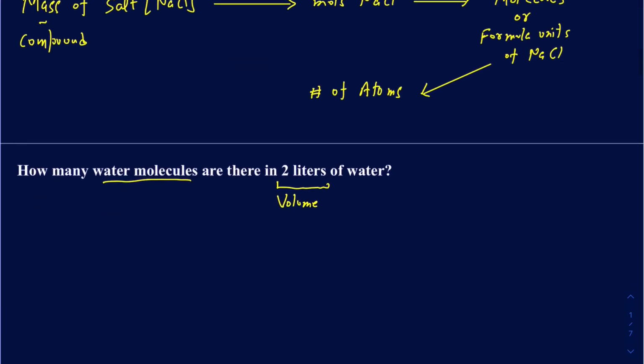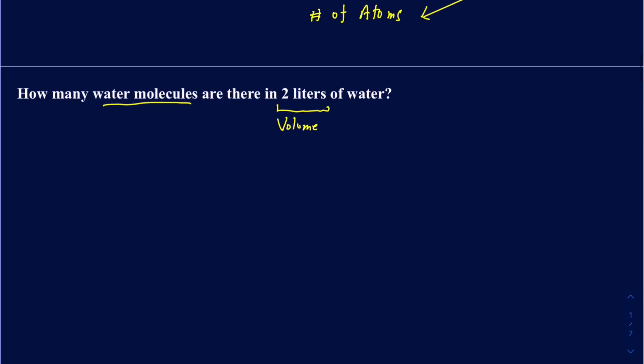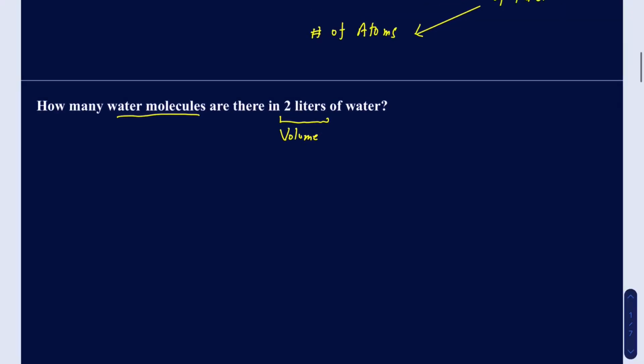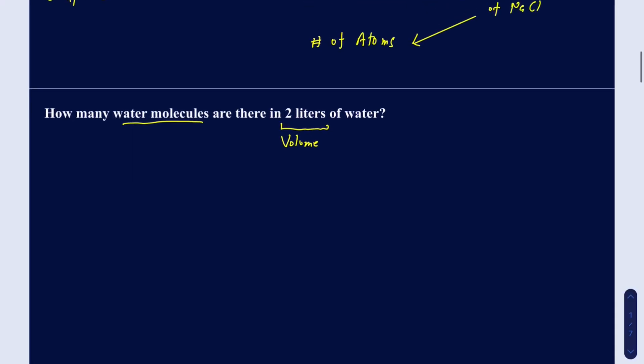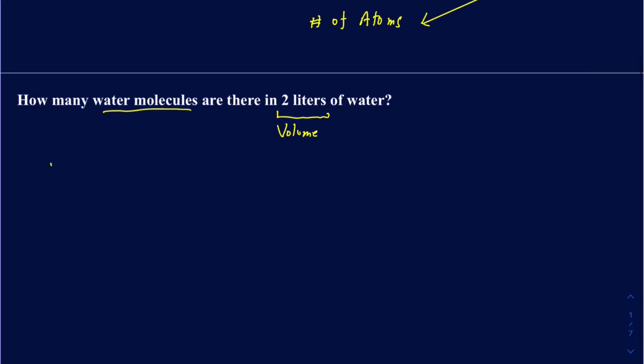So my plan is, if I know the amount of water, I want to convert this to the moles of water. And once you have the moles of water, I can convert it to the number of molecules of water.